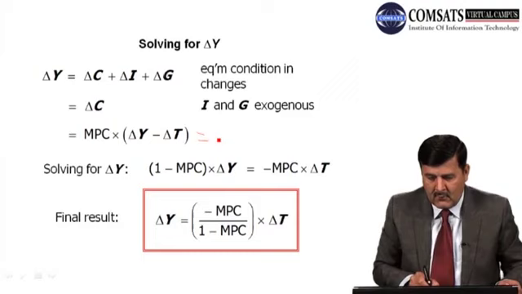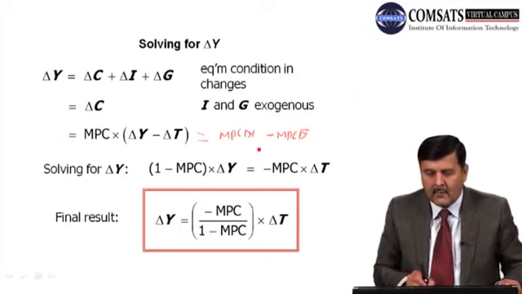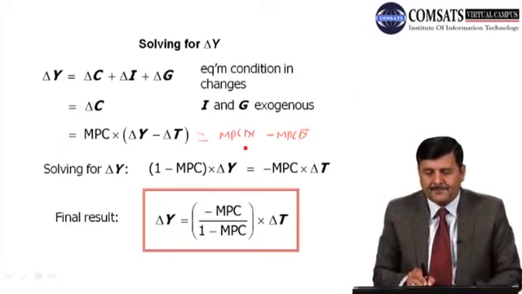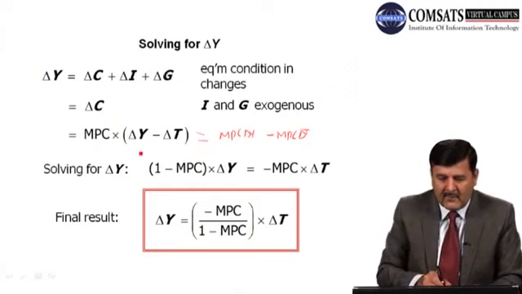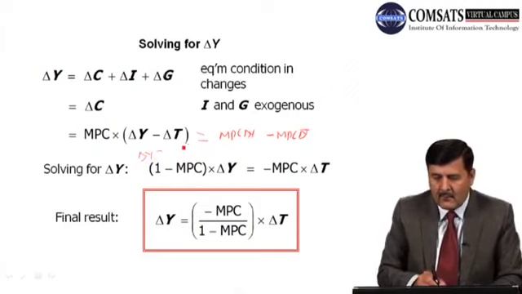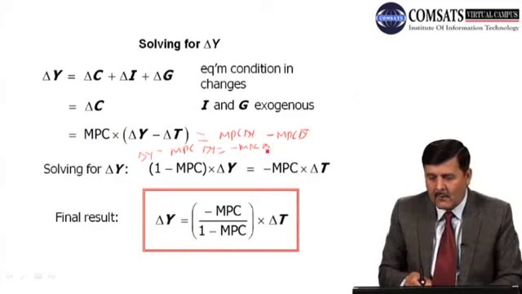This is equal to MPC delta Y minus MPC delta T, right? Now if we collect the delta Y terms on one side, this can be written as delta Y minus MPC delta Y is equal to minus MPC delta T.